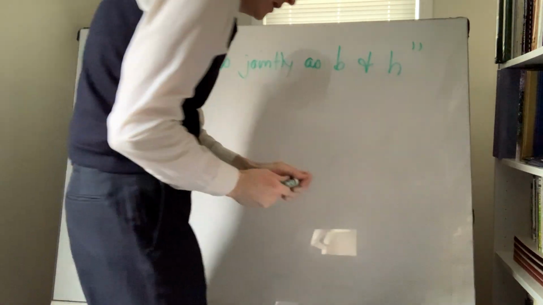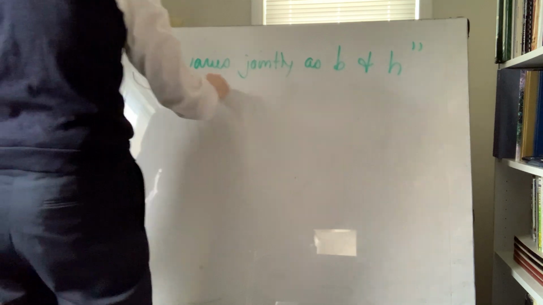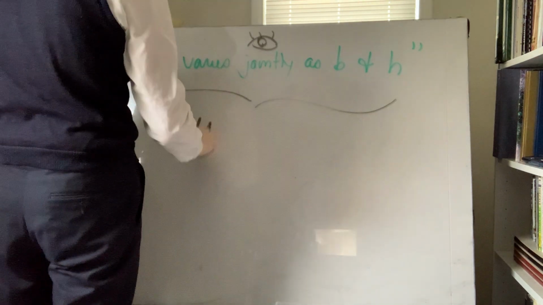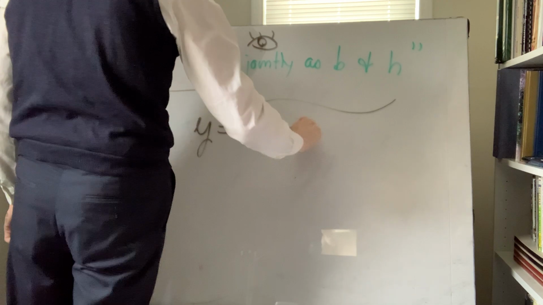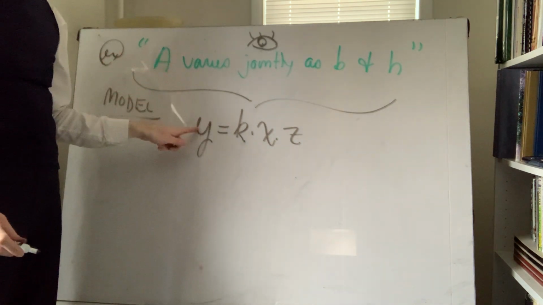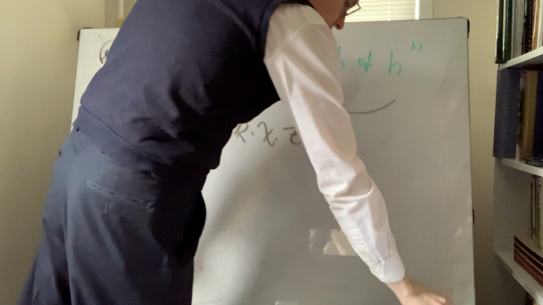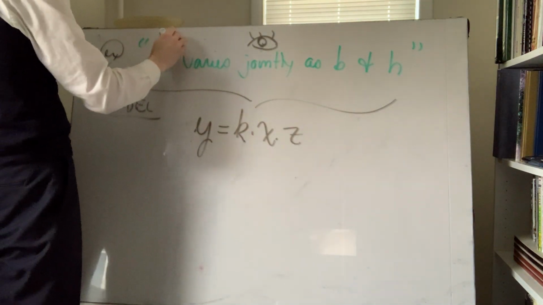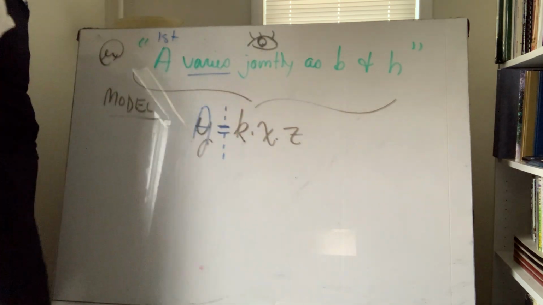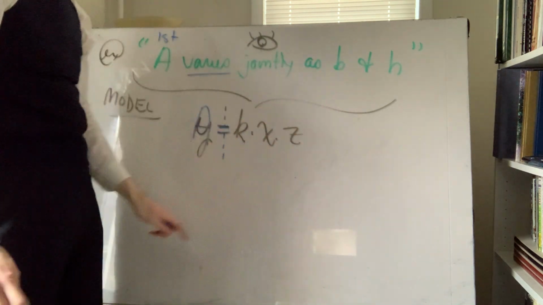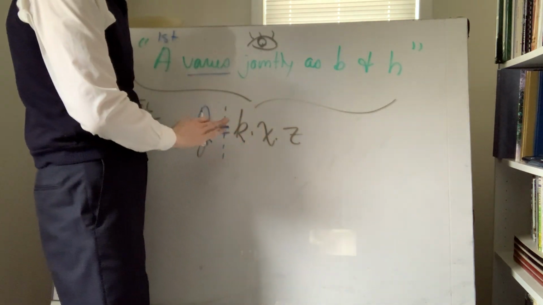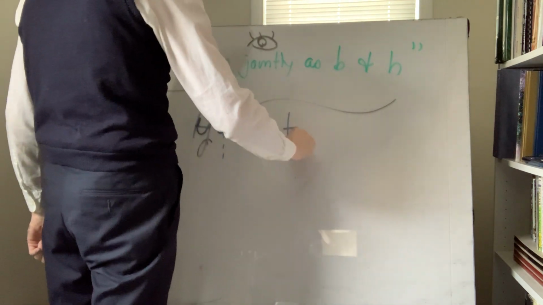Right off the bat, you can translate this, because you see this phrase, jointly, into the model y equals k times x times z. And we'll just substitute the things that are unique to the problem. So A is mentioned first before the word varies, so it is intuitively standing here on this side of equals. Jointly as B and H, we'll just go in succession here in alphabetical order. K is a constant. We've got to leave that one alone. B goes here. H maybe goes there.